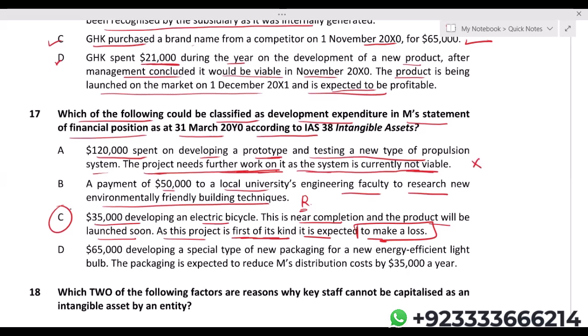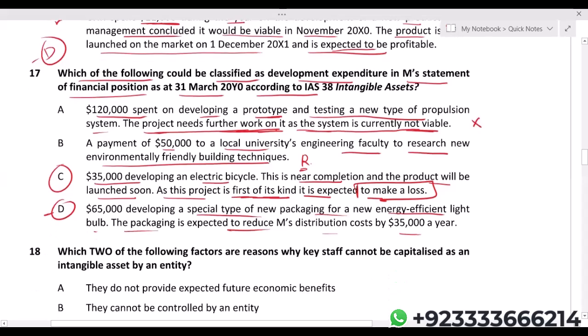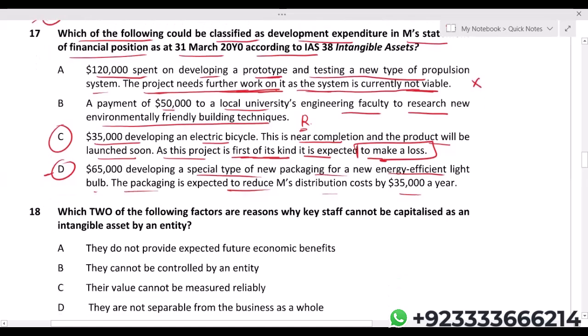So we are left with only one choice. Option D: $65,000 developing a special type of new packaging for a new energy efficient light bulb. The packaging is expected to reduce distribution cost. So if you look at this, D will be capitalized. They are also telling us how you will get the economic benefit. So question number 17, D will be capitalized.